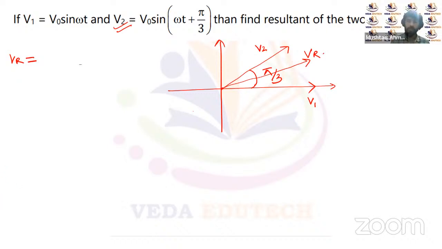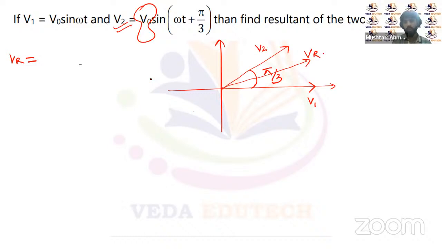The amplitude of V1 will be the component along the y-axis, and the amplitude of V2 will also be a component along it at time t equal to 0. So the maximum value of V2 here is V naught. It means V naught will be the amplitude of the V2 voltage, and V naught will be the amplitude of the V1 voltage.